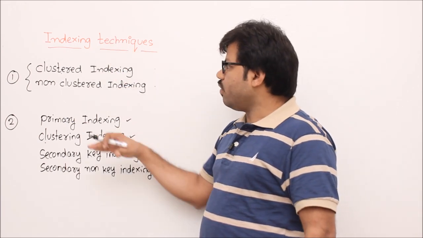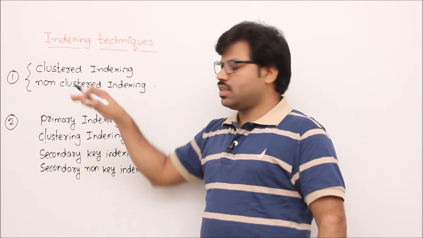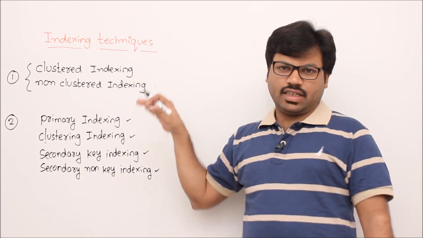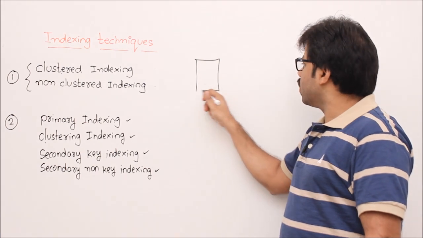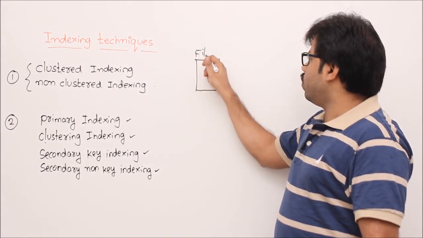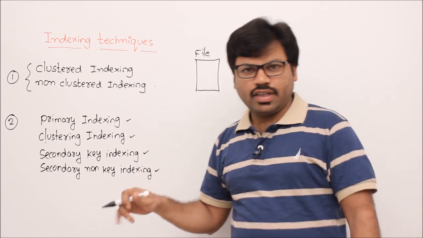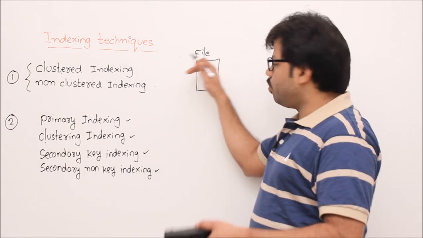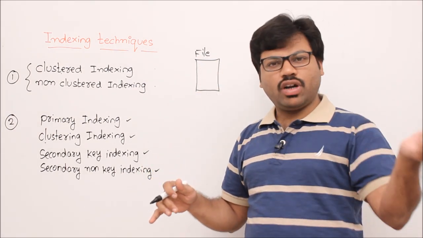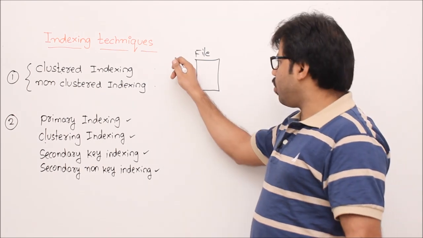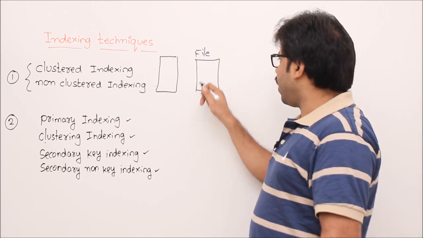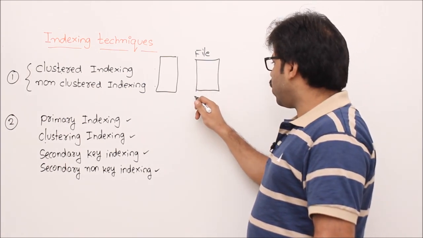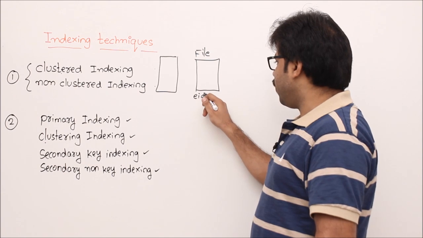Let's try to understand now clustered indexing and non-clustered indexing. If you create an index on a file, this is your file, let's say. Of course, it is divided into pages, and every page is mapped to one disk block. Let's say in this file there is a field called employee ID. We say it is a key field. Otherwise, forget about whether it is a key field or not.